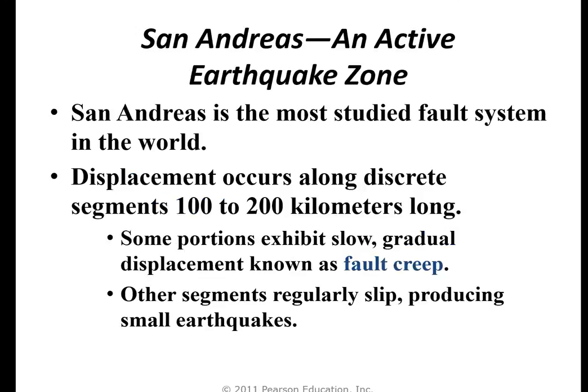Let's talk about probably the most famous fault line in the world, the San Andreas Fault. It's the most studied fault system in the world, goes along Los Angeles. Displacement occurs along discrete segments 100 to 200 kilometers long, or about 60 to 120 miles long. Some portions exhibit slow, gradual displacement known as fault creep. Other segments regularly slip, producing small earthquakes.